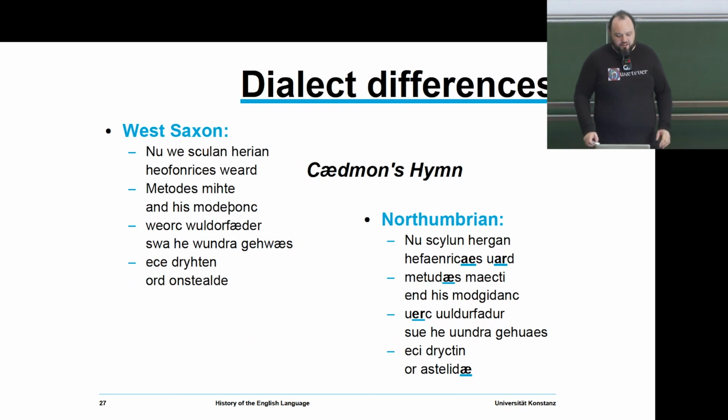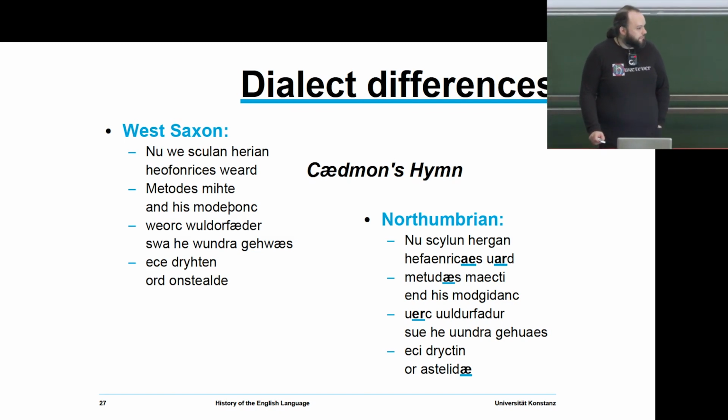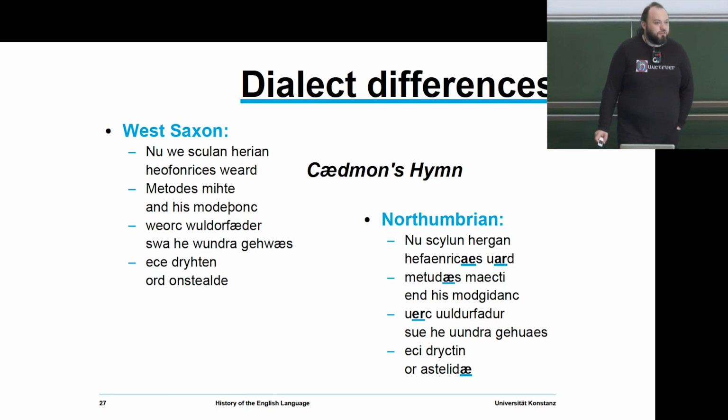So, to give you an example of this, here are two different versions of the same text, the text that we saw at the beginning of the last lecture. This is Caedmon's hymn. This is actually a very interesting story. It's a bit like the, what's the word, the sort of Britain's Got Talent of the early Middle Ages.